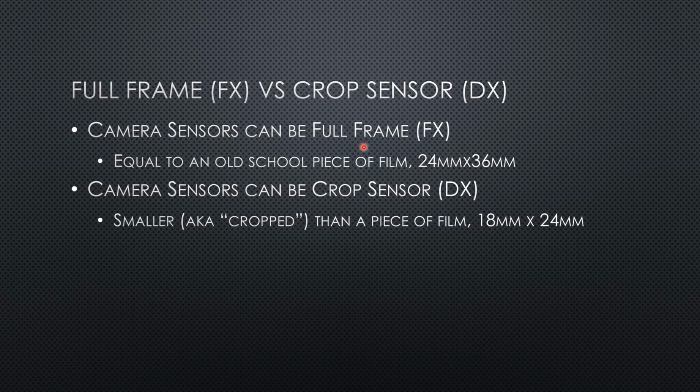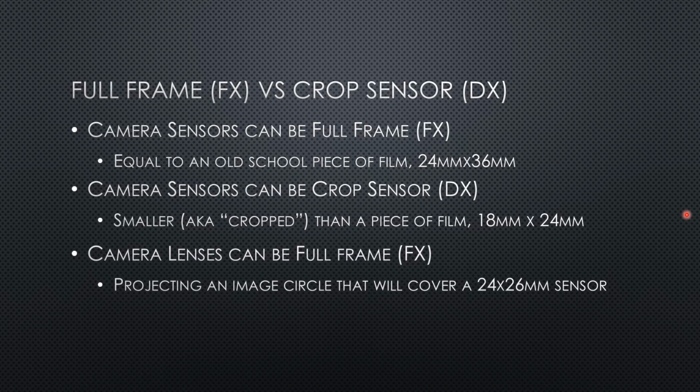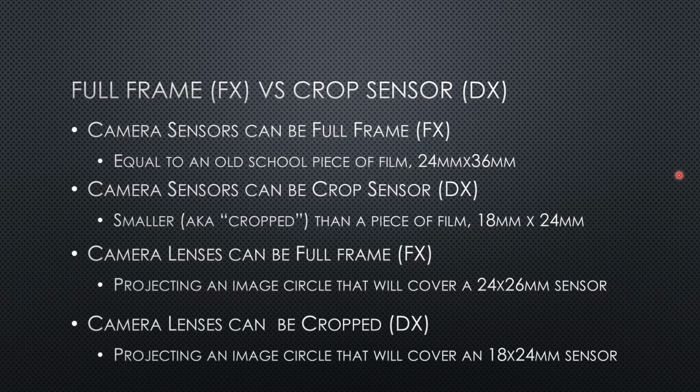In addition to having a camera body that is full frame or crop sensor, you also can have a camera lens that is full frame or crop. So if you are using a full frame camera lens, that lens will actually project an image of the world against the sensor that covers the entire 24 by 36 millimeter sensor. If you are using a lens that is marked as a DX lens or a crop sensored lens, that will project an image circle that is going to be smaller. It's going to be large enough of a circle to cover an 18 by 24 millimeter sensor.